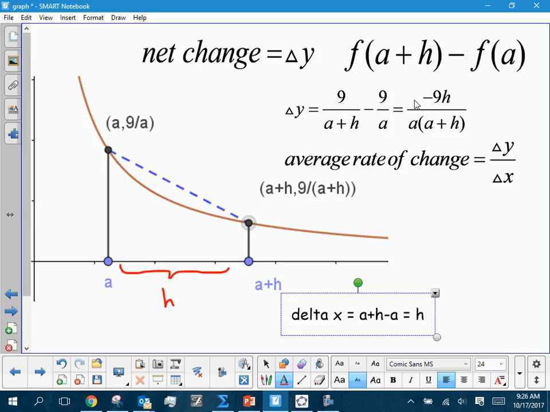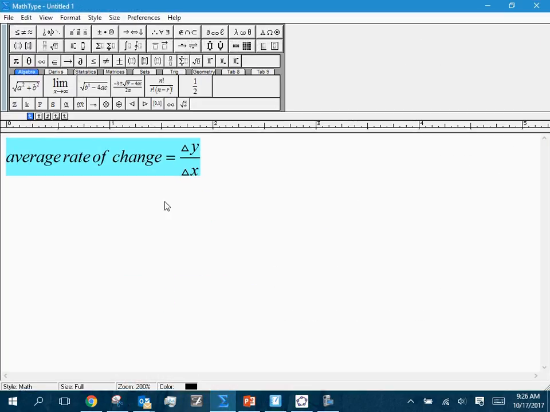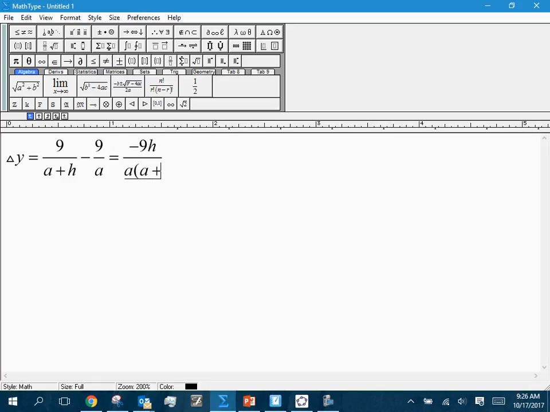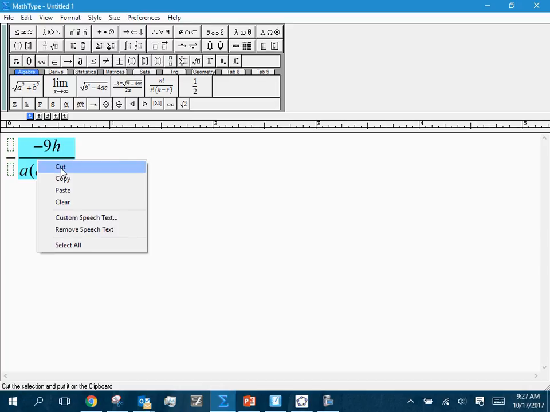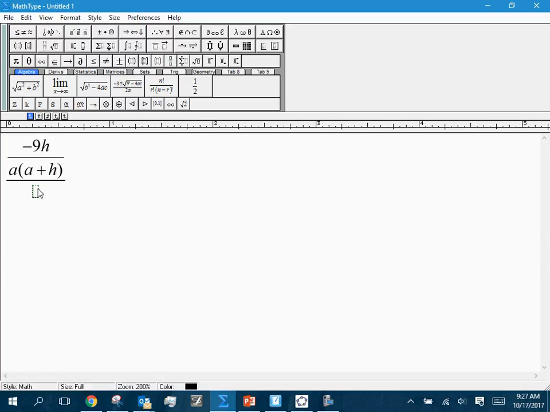Okay, so if I take this part here and divide by h, it will give me average rate of change. So let's do that. Let's go back over to this. Sorry that I keep jumping back and forth between stuff. This was a. That's a plus h. Okay, so that is my delta y, right? Okay, let's divide that by h. So if I divide that by h, it's going to look something like this, divided by h. Is that okay?